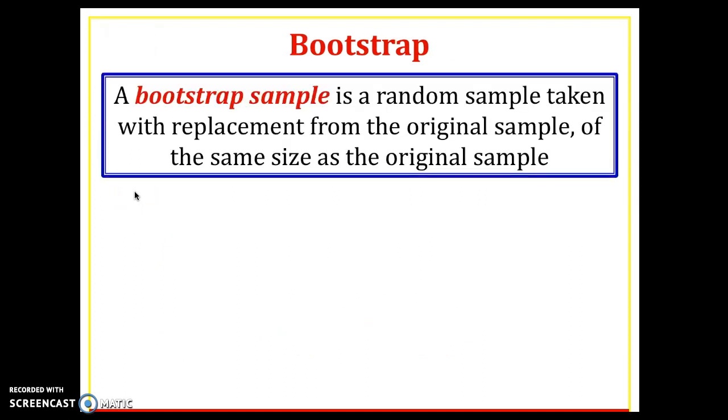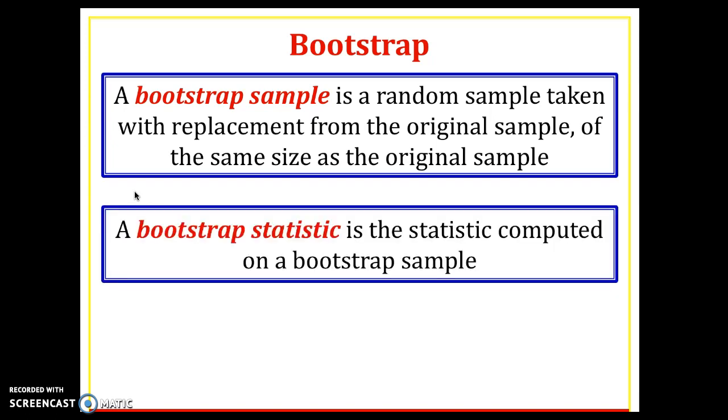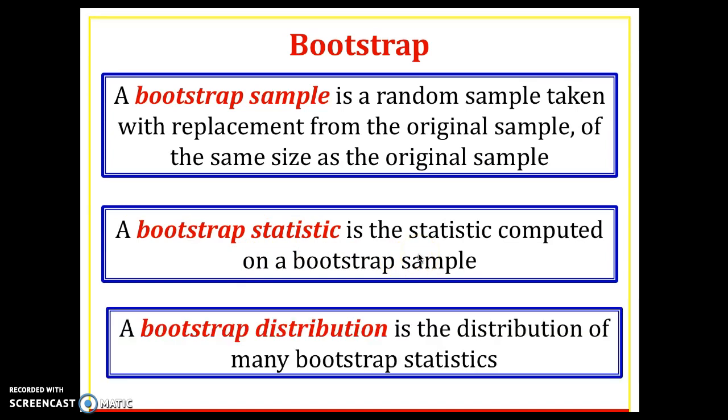So a bootstrap sample is a random sample taken with replacement from the original sample, and it has to have the same size as the original sample. A bootstrap statistic is the statistic computed from or on a bootstrap sample. And a bootstrap distribution is the distribution of many, many bootstrap statistics.